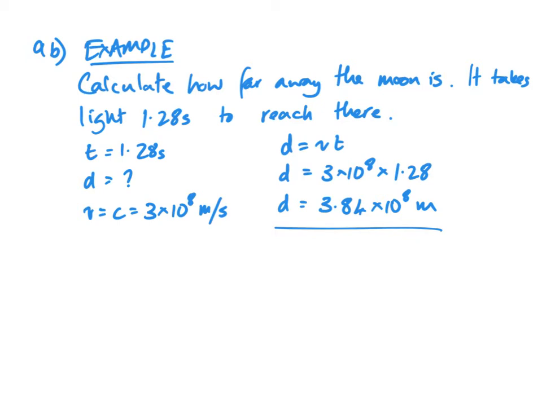So now I could substitute D, I keep as D because that's what I'm being asked. V is 3 times 10 to the power 8 and T is 1.28. And then do that calculation and I get the distance.